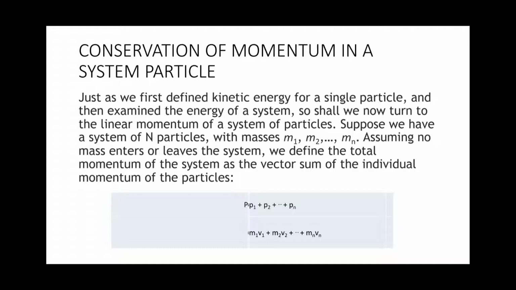We define the total momentum of the system as the vector sum of the individual momenta of the particles. This means that the momenta of all n particles add up to the total momentum of the system, which is equal to m1v1, which is mass 1 times velocity 1, plus mass 2 times velocity 2, plus mass 3 times velocity 3, and so on and so forth.